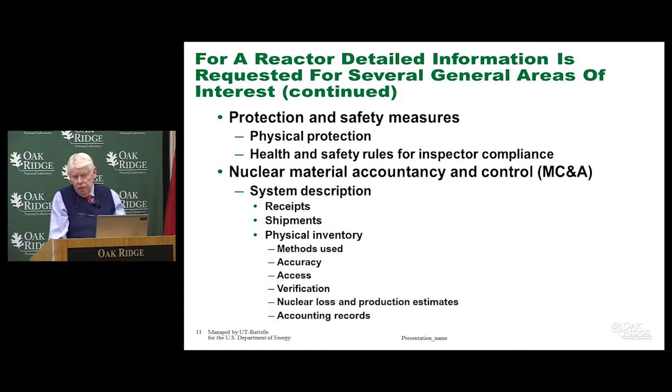What are your limits on nuclear loss and production estimates? How accurate do you need to be, or how accurate does your license require you to be in determining the material that you either bring into the plant or that you're producing in the plant while it's running? And how are all these records kept, and how long are they kept, and in what form are they kept? This is all important to the inspectors when they come to your facility to look at this information.